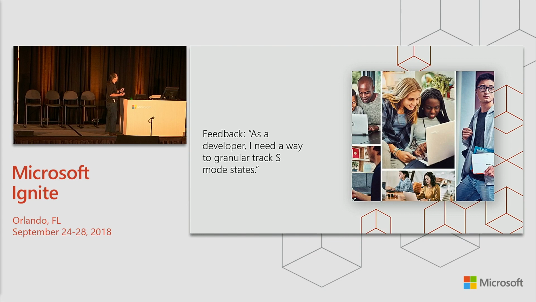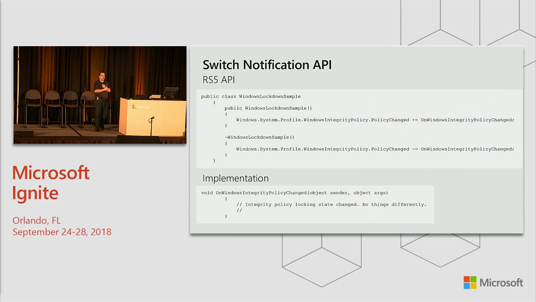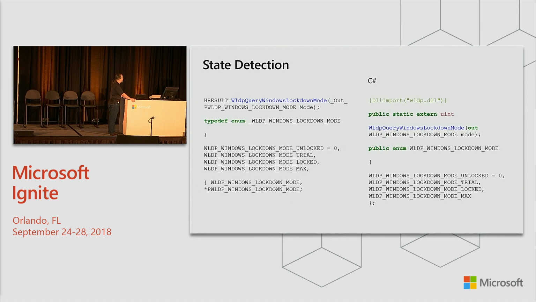Finally, as a developer, I need a way to granularly track S mode states. So with that, we have devised with RS5 a switch notification API. If you are a developer and you need to track when a device has changed state, if you have something that is event-driven and you need to look for a specific event that triggers this, you can take advantage of the switch notification API. This is also documented now, and the documentation is live. And for state detection, of course, we have examples here in C and C#, where you can incorporate into your installers a way of targeting an S mode device through these two APIs.